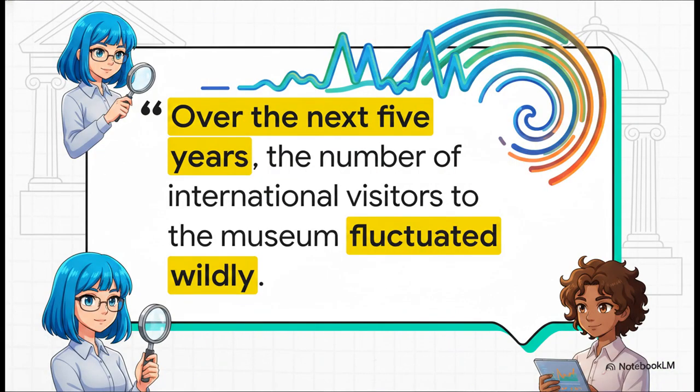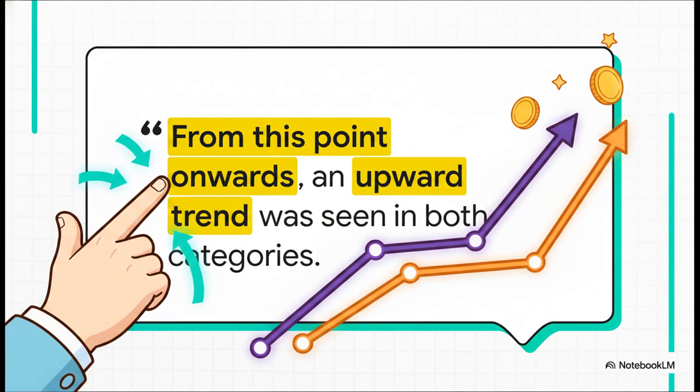And if you need to talk about a trend over a specific period, you could say, over the next 5 years, the number of international visitors to the museum fluctuated wildly between 1 million and 1.5 million before stabilizing. From this point onwards is perfect for marking a clear shift in the data. Here's an example. From this point onwards, an upward trend was seen in both categories, with the younger age group showing the most dramatic changes.